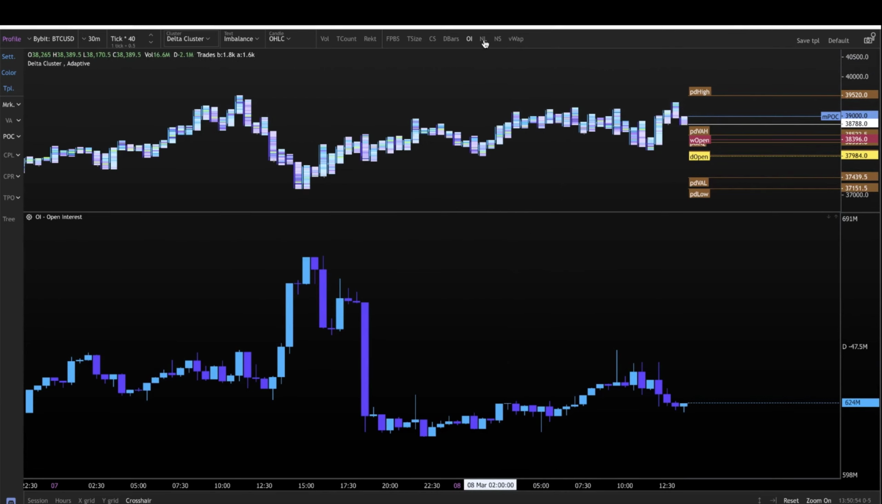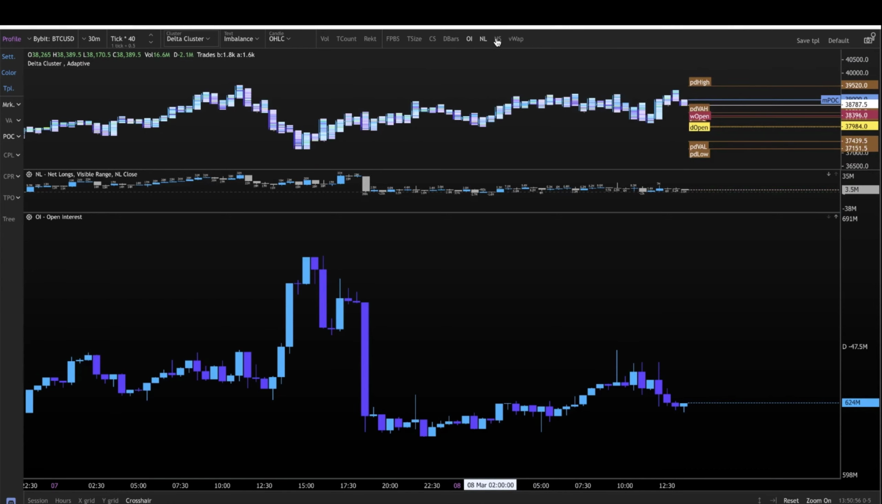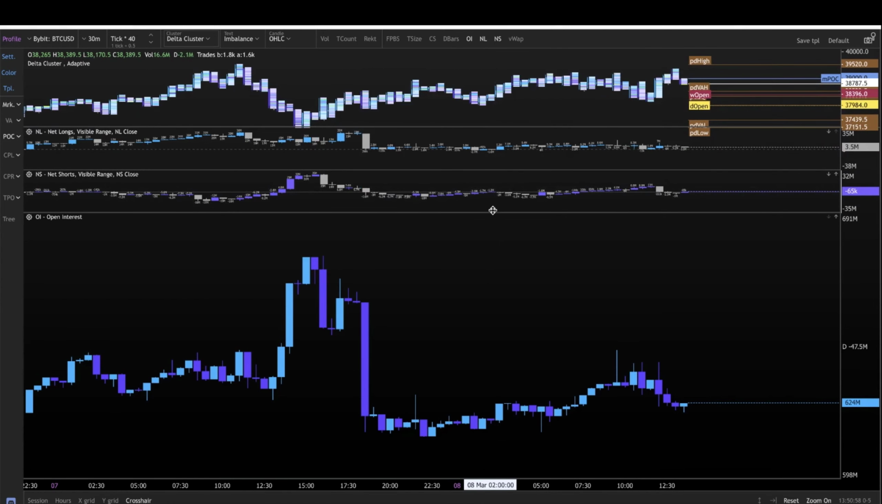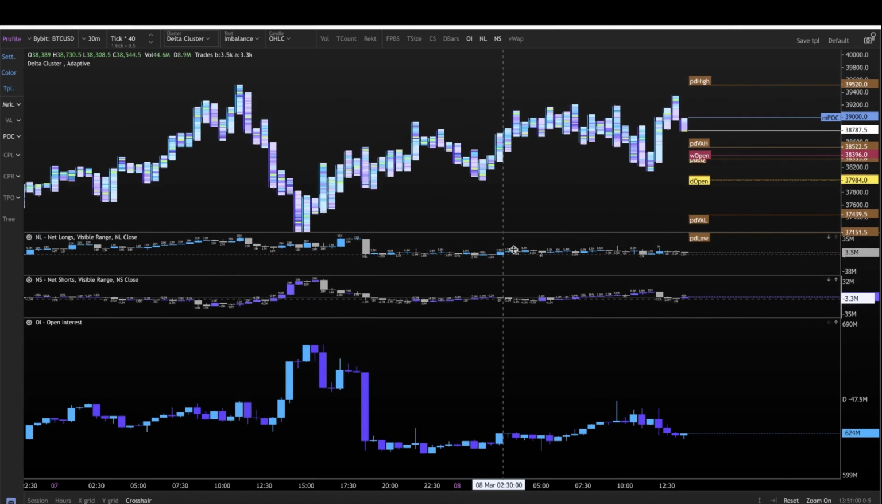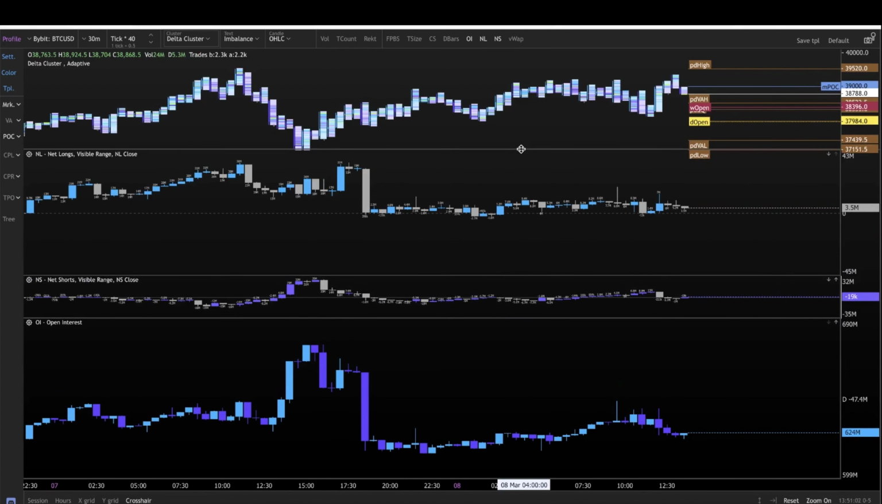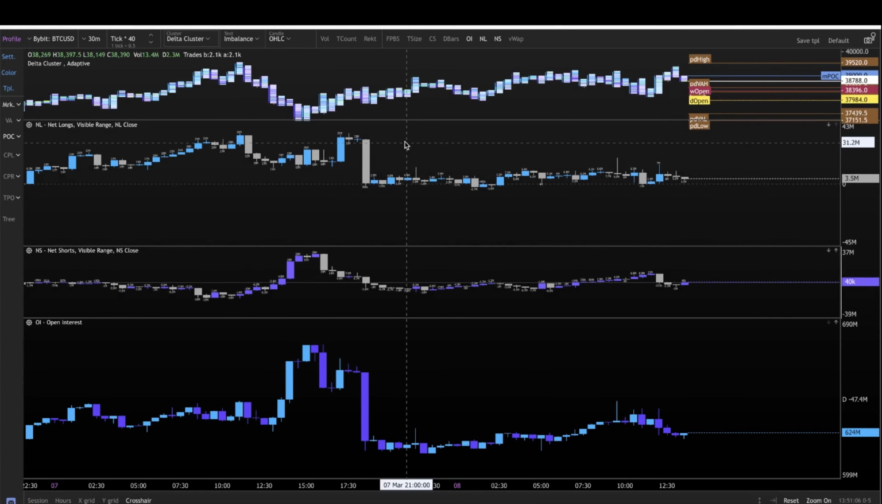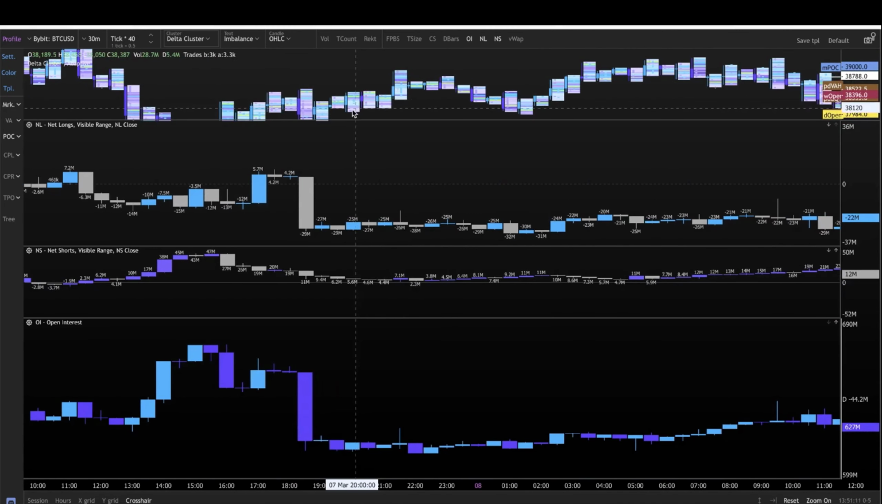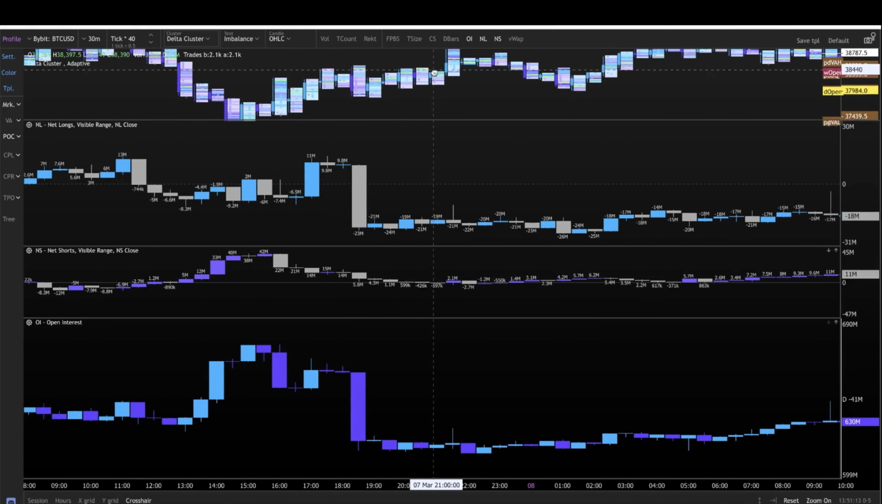But we need to talk a little bit about net longs and net shorts, because net longs and net shorts are basically going to be breaking down open interest into exactly what types of trades are opening and closing. So, for example, we can see right here on this purple candle, and let's zoom in a little bit so that we can see it more clearly.